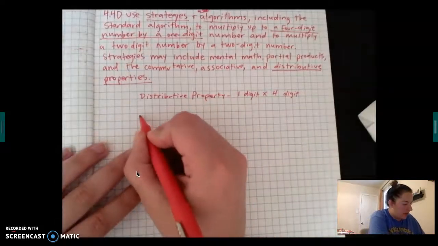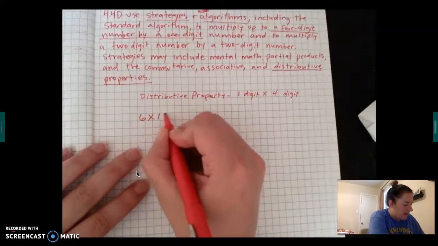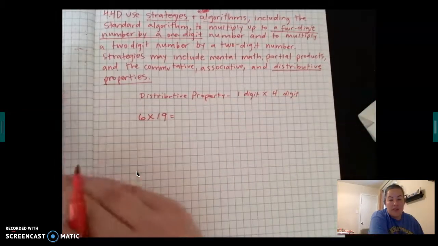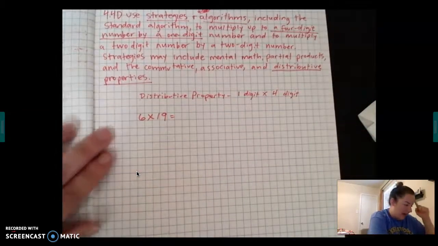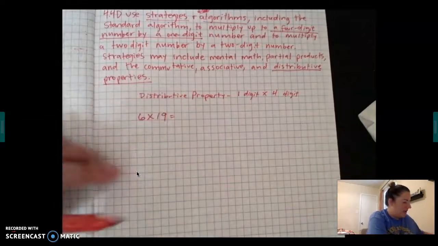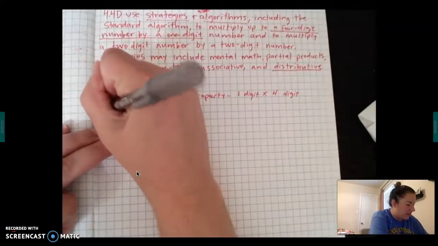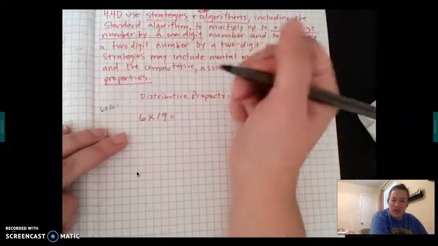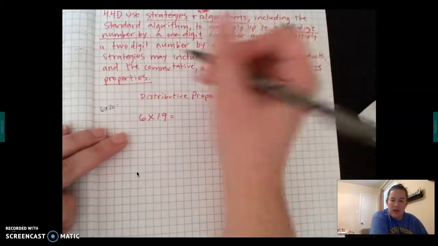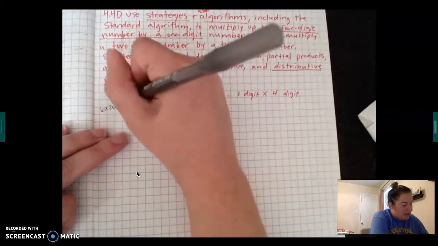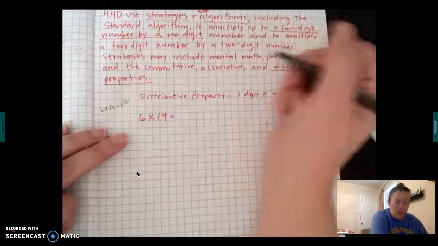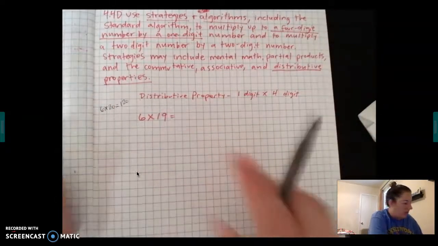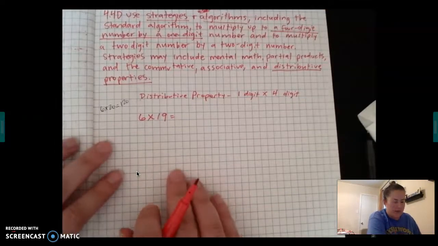So let's say I have the problem 6 times 19. We're going to actually solve this. Now from the lesson yesterday, in my head, I might be thinking, oh, you know what? That's going to be close to 6 times 20, because I know 19 is close to 20 from our lesson from yesterday. So if I'm thinking 6 times 20, I know that's going to be somewhere near 120. My answer should be at least that. But let's use the distributive property to actually solve that.